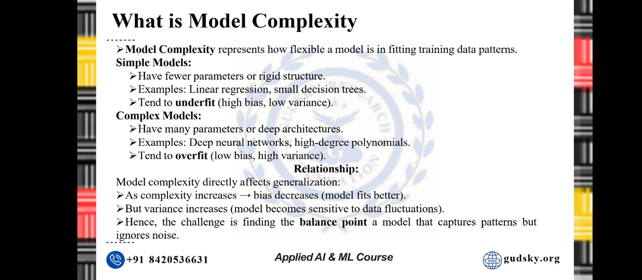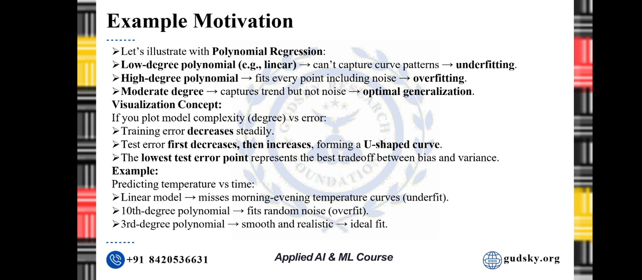That's why, as data scientists, our goal is to find a perfect balance, the point where the model learns real patterns, not random mistakes. You can think of it like preparing for exams. If you only memorize answers, you will fail on new questions. That's called overfitting. If you only read summaries, you will miss key points. That's underfitting. But if you understand the concepts deeply, you can answer anything. That's perfect model complexity. So this is model complexity. And now we'll move to the next slide, that is example motivation.